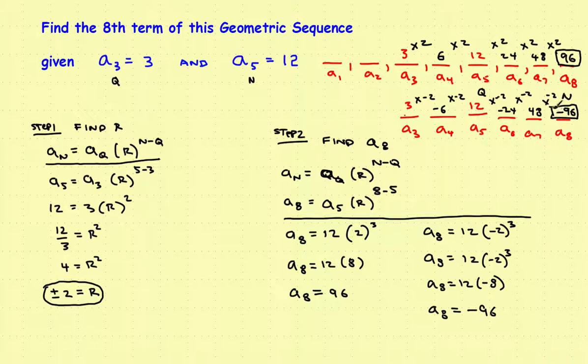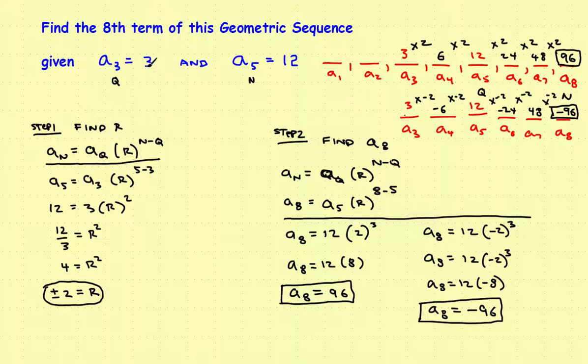So actually, there are two answers to this problem. Depending on whether you had a plus or minus 2, the 8th term could be positive 96, or the 8th term could be negative 96. So you have to account for the fact that it could be plus or minus, and either one of those two works. Neither answer is better than the other, but either one will work just fine. So just be aware of the fact that the ratio itself could be positive or negative, in some cases leading to two separate answers.